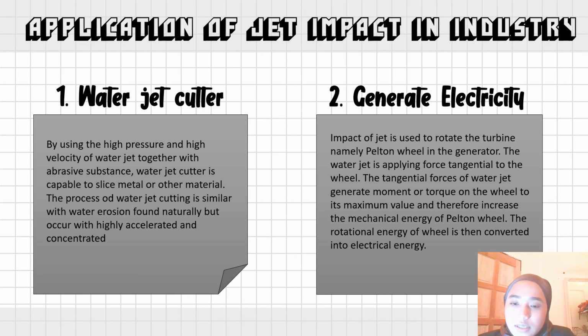The second one is generating electricity. The impact of the jet is used to rotate the turbine, namely the Pelton wheel in the generator. The water jet applies force tangential to the wheel. The tangential forces of the water jet generate moment or torque on the wheel to its maximum value and therefore increase the mechanical energy of the Pelton wheel. The rotational energy of the wheel is then converted into electrical energy.